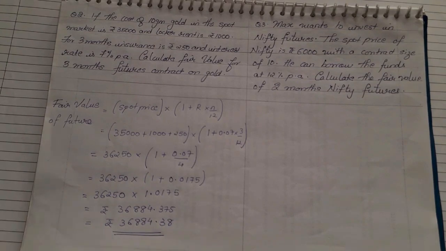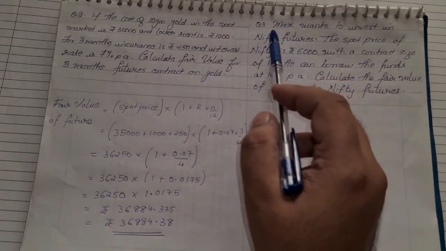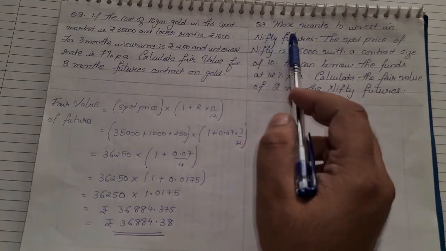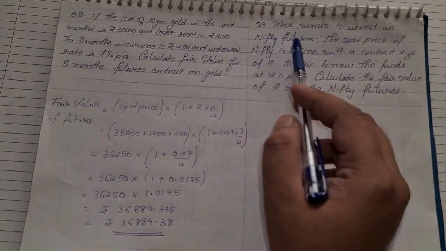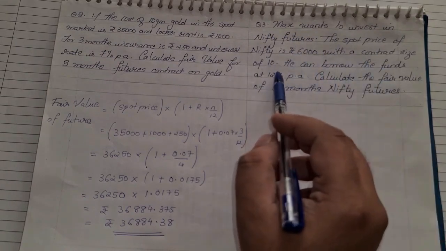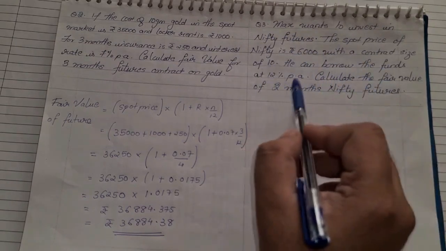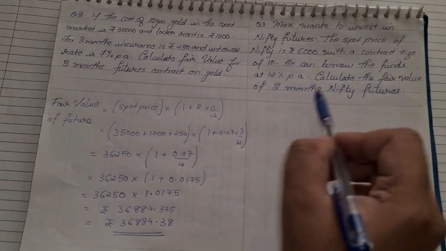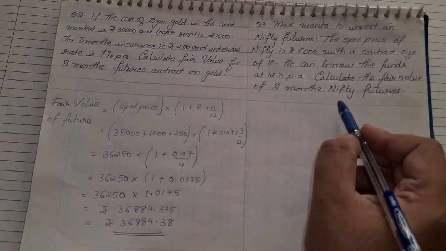So the fair value for future is rupees 36,884.38. Now, similar topic, but a different variation in the question can also be asked. Now let's see the third example. Max wants to invest in Nifty futures. The spot price is 6,000. With a contract size of 10, he can borrow the funds at 12% per annum. Calculate the fair value of 2 months Nifty future.